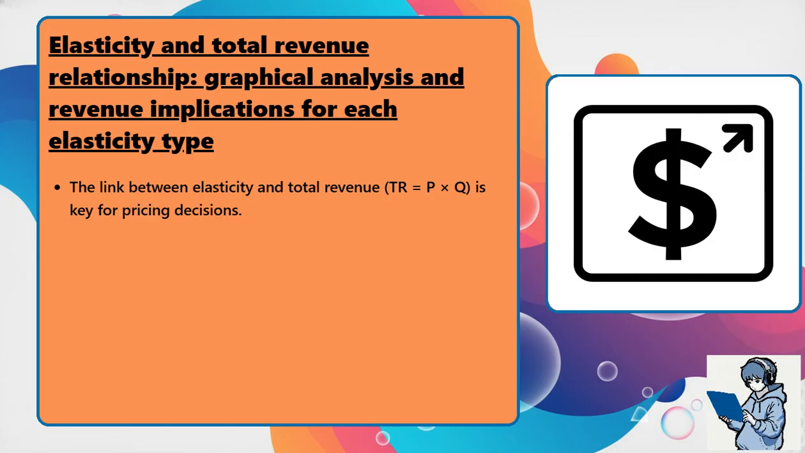The link between elasticity and total revenue, TR equals P times Q, is key for pricing decisions.